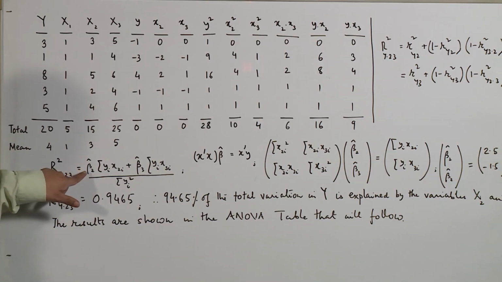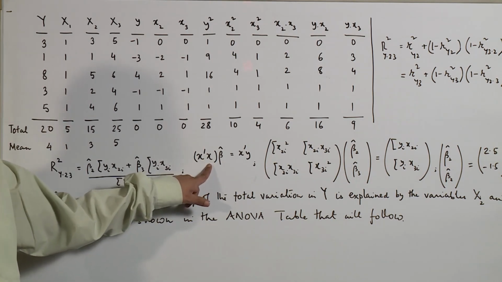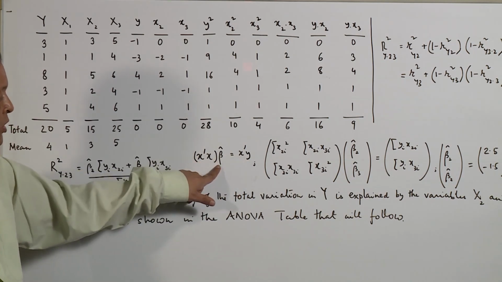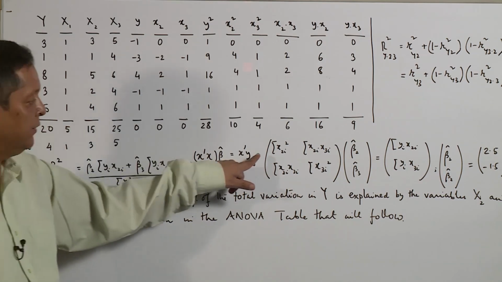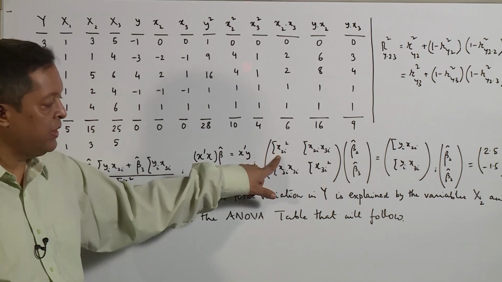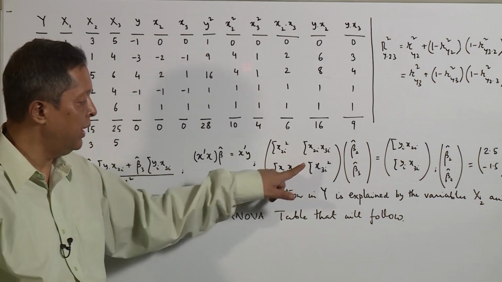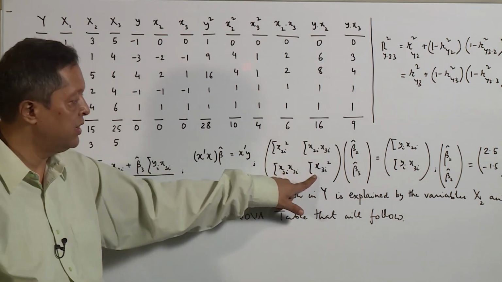So, we need to compute beta 2 hat and beta 3 hat. For that we recall the normal equations, that is X prime X times beta hat is equal to X prime y. This will solve for beta hat. So, what is X prime X? Please remember that X prime X is given by the matrix with summation x2i square, summation x2i x3i, and again summation x2i x3i, finally summation x3i square.